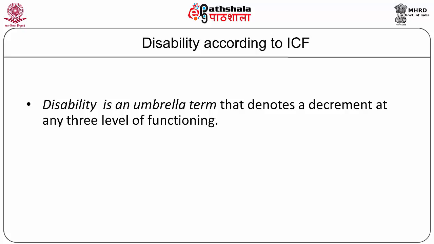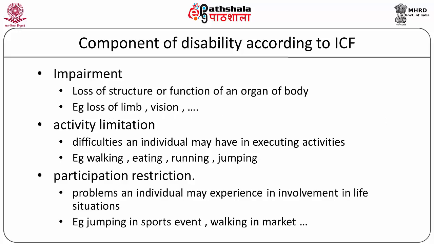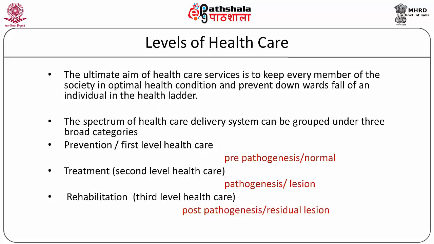In ICF, disability is an umbrella term that denotes a decrement at each level of functioning. According to ICF, there are three components of disability: impairment, activity limitation, and participation restriction. Impairment is the loss of structure or function of an organ of the body, such as loss of limb, loss of vision, loss of range of motion, loss of muscle strength. Examples of activity limitations would be in walking, eating, running, and jumping, whereas participation restriction would imply inability to jump in a sports event, walk in a market, and so on.